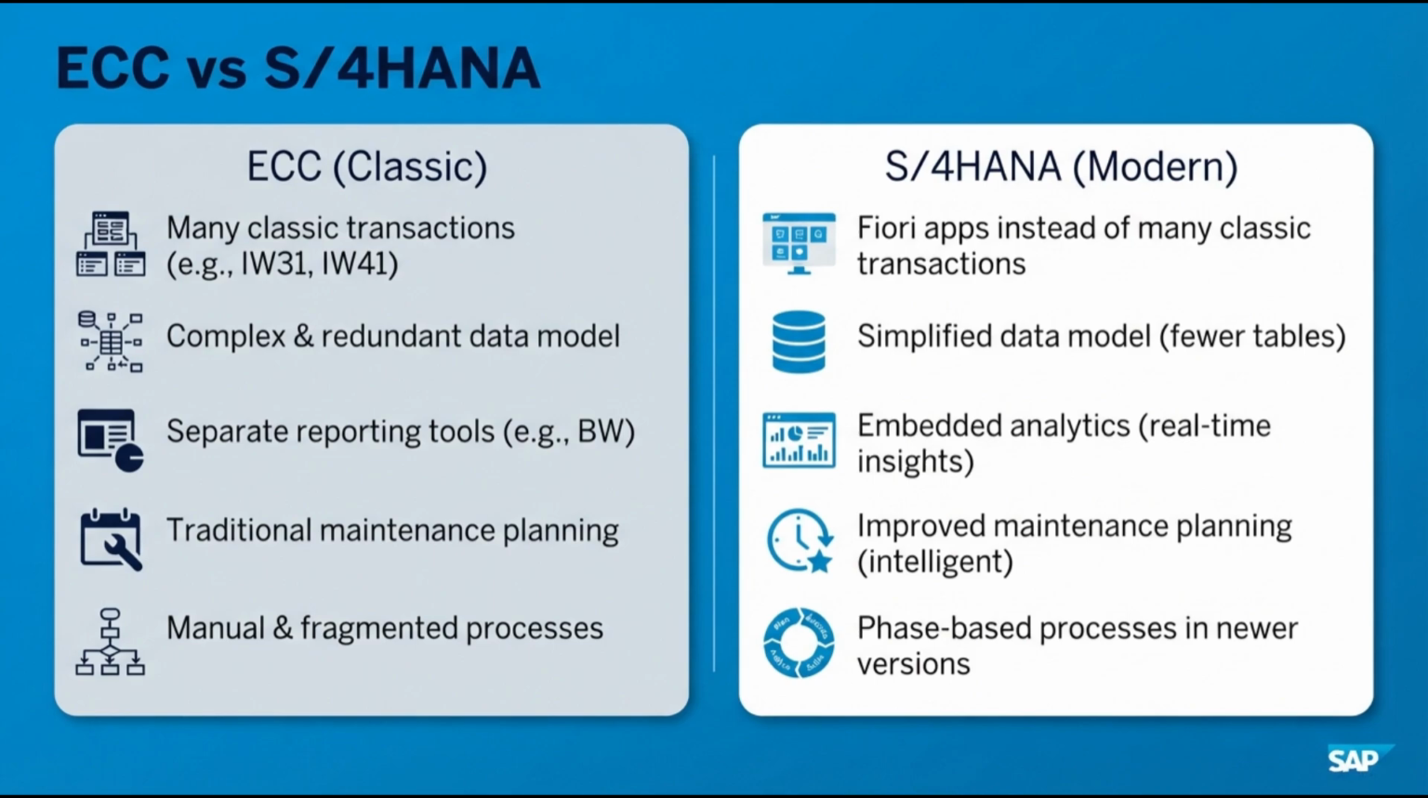Some of the major changes in S/4HANA plant maintenance include the increased use of Fiori applications instead of traditional transactions, a simplified data model in certain areas, better integration with embedded analytics, and improved support for phase-based maintenance processes in newer releases. Many classic transactions still work, but the recommended way of working is shifting toward Fiori. Compatibility and business process alignment are important topics during system conversion. Knowing these differences helps you adapt faster and guide users effectively.